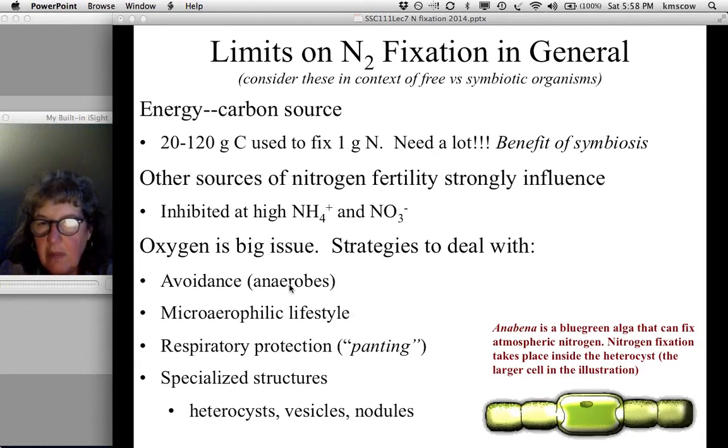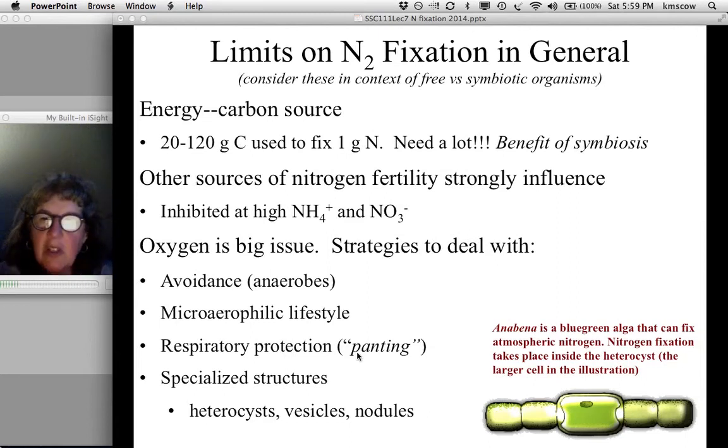Also, there's avoidance in some systems, especially if there's stratification in the environment, like in a flooded soil. Organisms may go down to a deeper level in the absence of oxygen and fix nitrogen during the time that they're down there, and then move back up to make ATP. Some organisms live microaerophilically and can fix a little bit of nitrogen, but at the cost of not making as much ATP. And there are other organisms that pant.